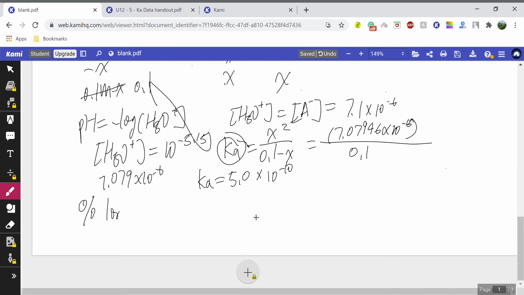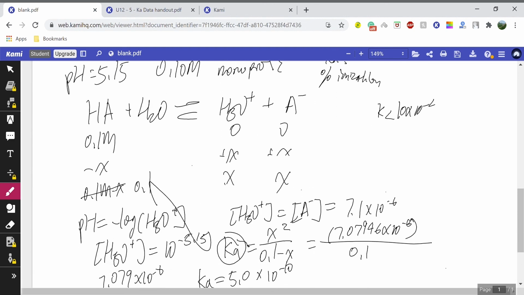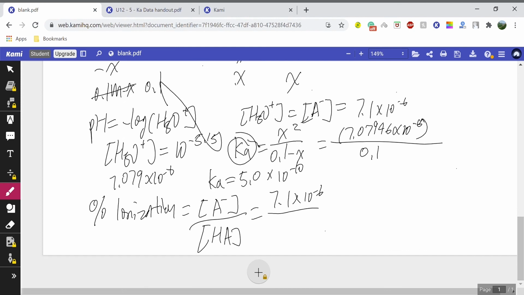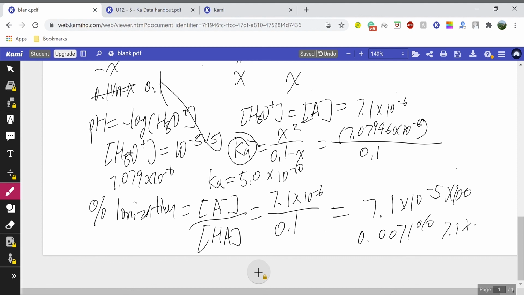Percent ionization is equal to the concentration of A minus over HA, both at equilibrium. So what is the concentration of A minus, which is X, which is 7.1 times 10 to the negative 6, over our original 0.1 molar, which will equal 7.1 e to the negative 6 divided by 0.1, giving you 7.1 times 10 to the negative 5th. But that is not a percentage, so we have to multiply by 100, which would give us 0.0071%, or 7.1 times 10 to the negative 3rd percent.